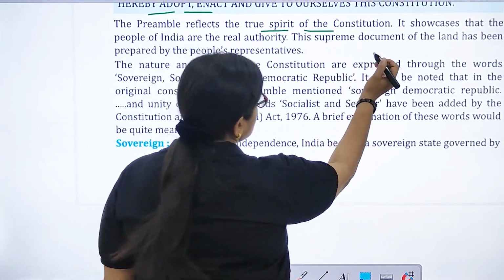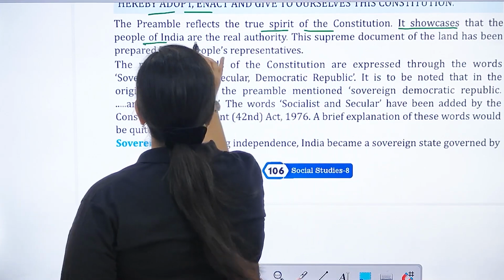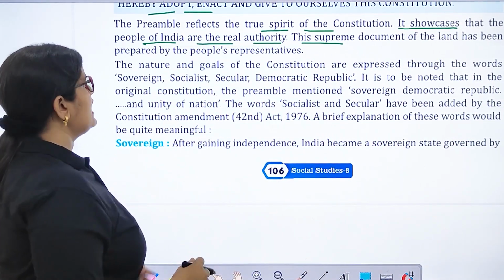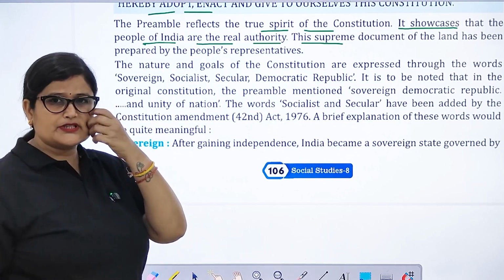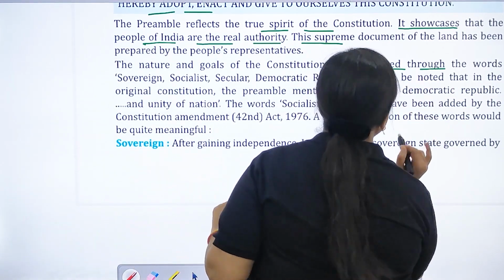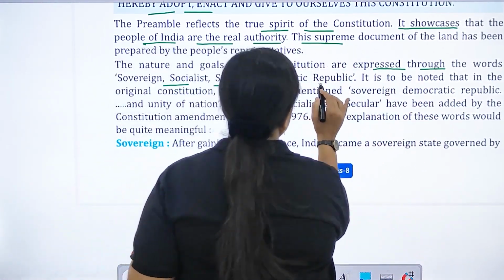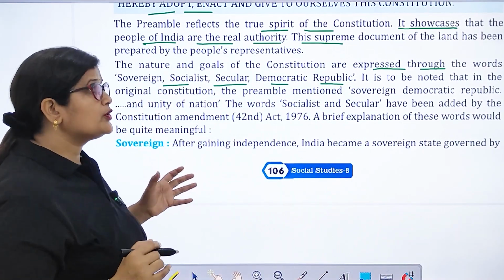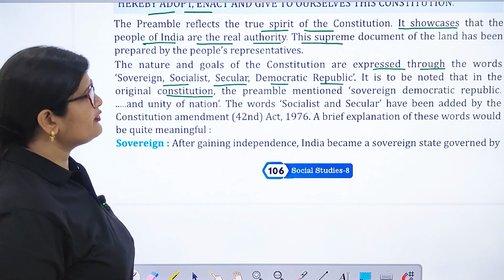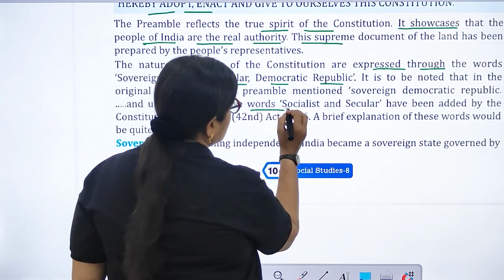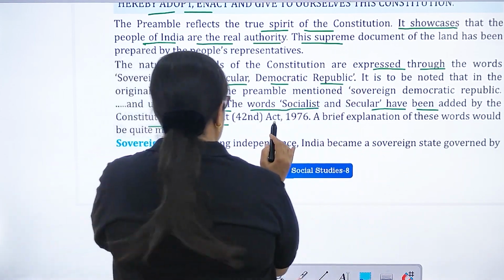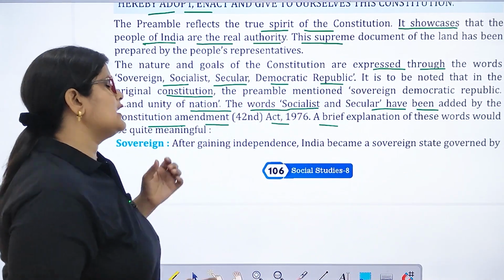The preamble reflects the true spirit of the Constitution, it showcases that the people of India are the real authority. This supreme document of the land has been prepared by the people's representatives. Okay, so the nature and goals of the Constitution are expressed through the words sovereign, socialist, secular, democratic, republic. It is to be noted that in the original Constitution, the preamble mentioned sovereign, democratic, republic, and unity of nation. The words socialist and secular have been added by the Constitution 42nd Amendment Act, 1976.